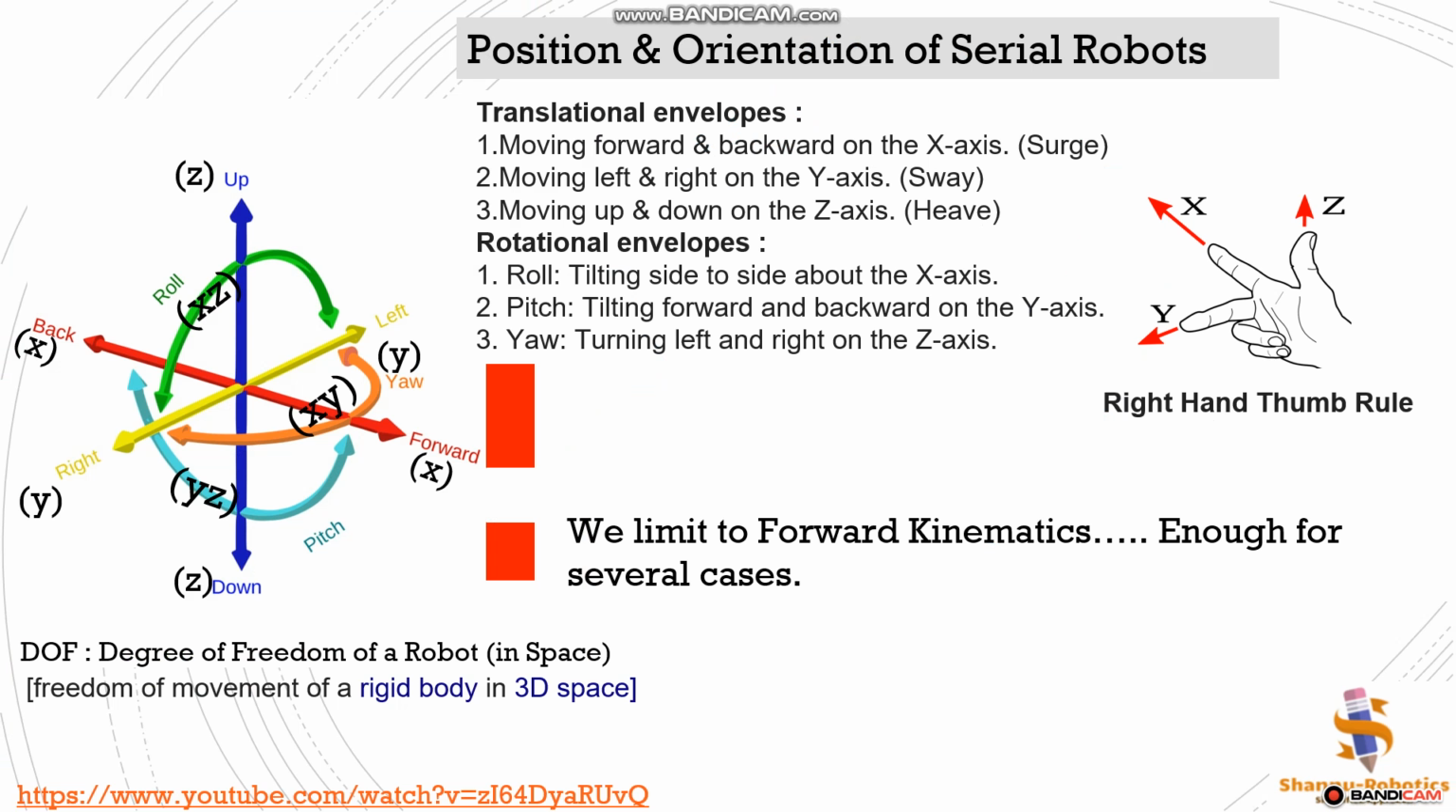The position and orientation of serial robots: basically, you can think of 6 different positions.